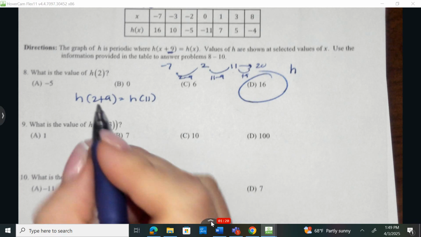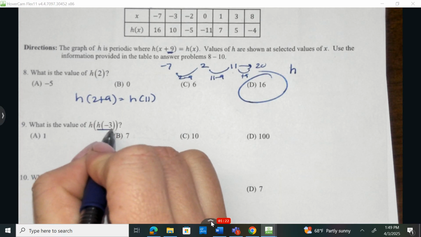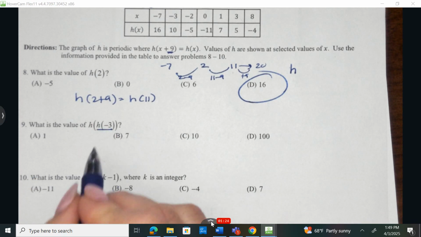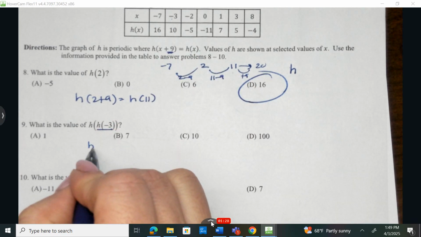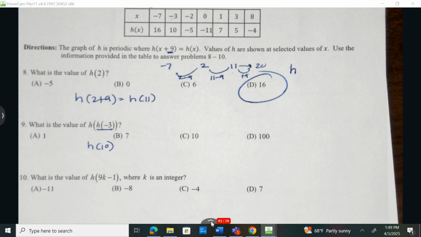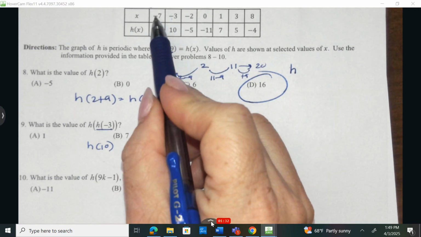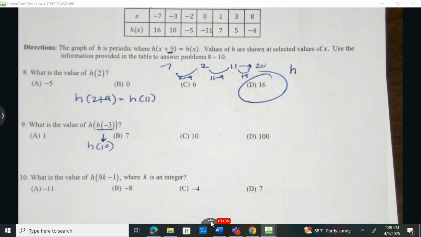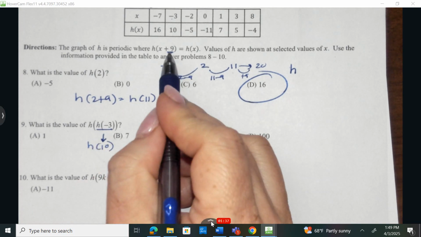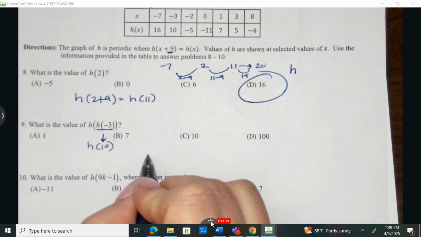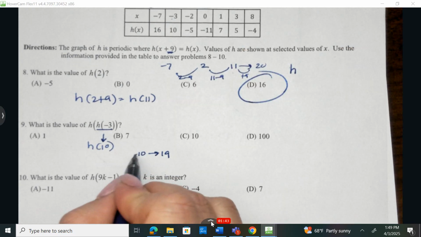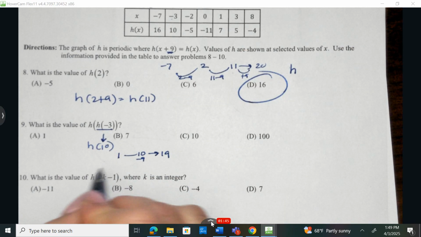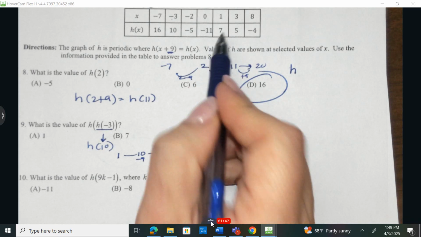Ooh, 9's a good one. Here we go. How do we do this composite functions? First thing is we figure out the inside. So we know that the input value is negative 3, the output value is 10. So I want to know what is h of 10. But again, we don't see 10 up here as our input value. I do know it goes in cycles of 9. So I'm going to write down 10, I'm going to add 9, 19 is not there. So now I'm going to subtract 9 to get 1. Ooh, 1 is there. The output value is 7.